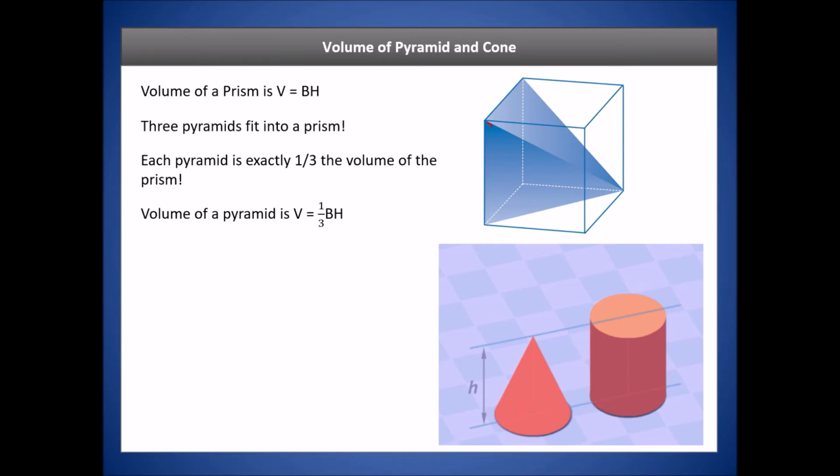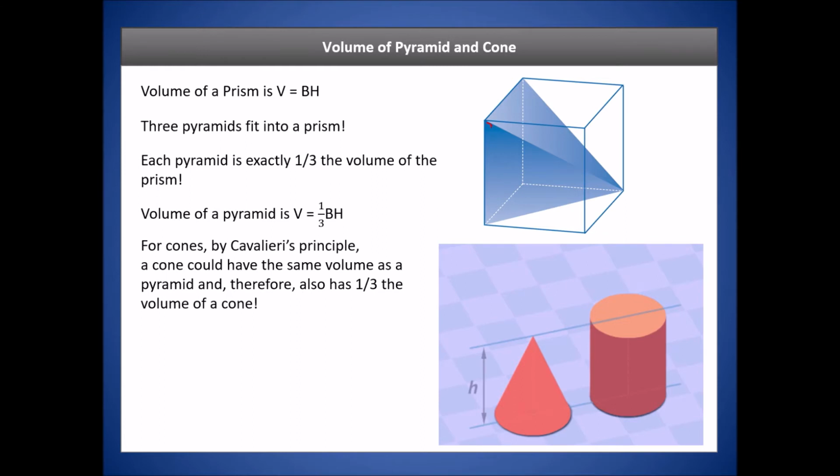Now for cones, this is actually harder to visualize, right? It's kind of hard to visualize 3 cones fitting into a cylinder. And so what we do is we usually use Cavalieri's Principle. We know from earlier that if I have a prism and I have a cone of the same dimensions, the same cross-sectional area, and if they have the same height, then that must mean that the volume of the cone and the pyramid must be the same volume. So we can use Cavalieri's Principle to help us here.